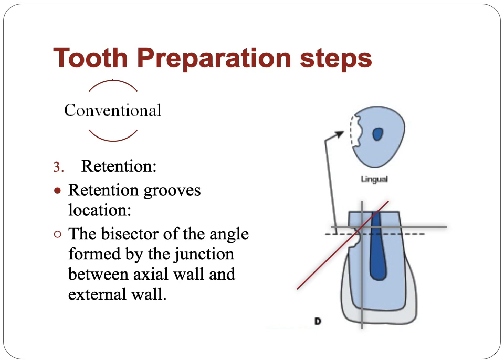Now the exact location of the retention groove is the bisector of the angle formed by the junction between axial wall and external wall. So if you draw a line parallel to the external wall and another line parallel to the axial wall, and then take a bisector between them, then this is the right position of your retention groove. And this should be explained inshallah in the lab.